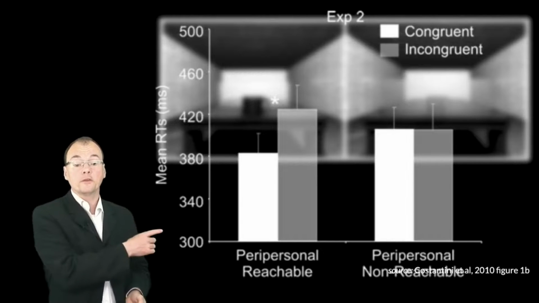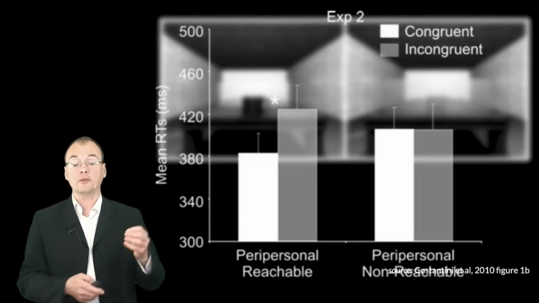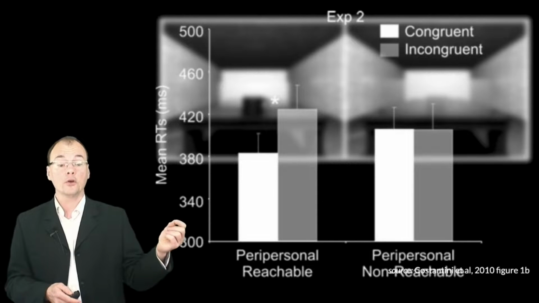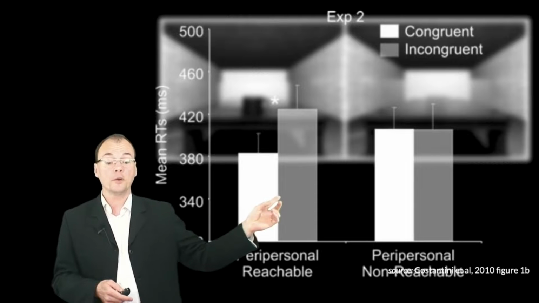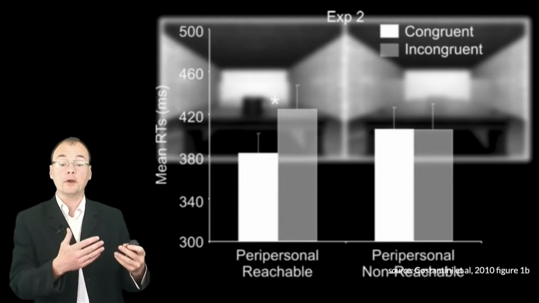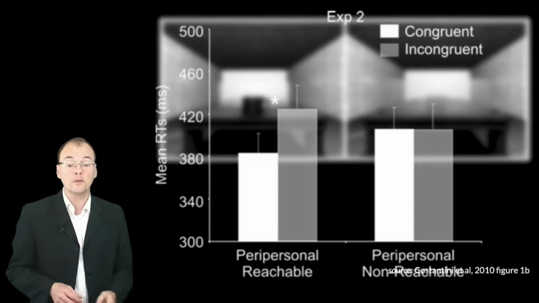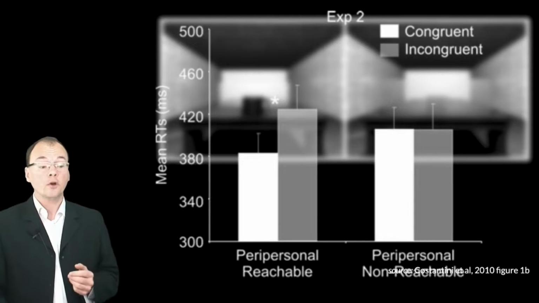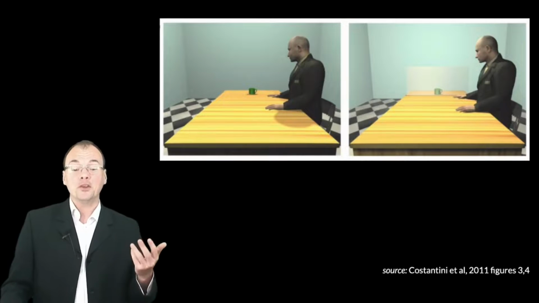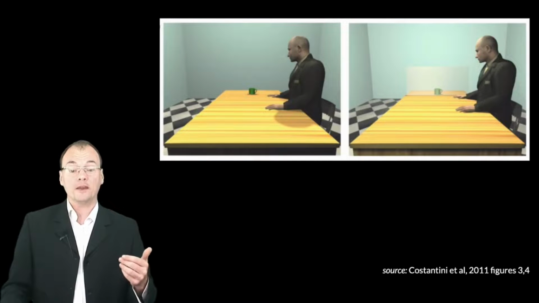So they found faster response times for actions where the handle position and the hand were congruent than incongruent, but that difference went away if they make the cup no longer reachable by putting it behind a screen. Also works if you put it further away. What Constantini also found in a later experiment is that you can get much the same effect for somebody else's action potentials.